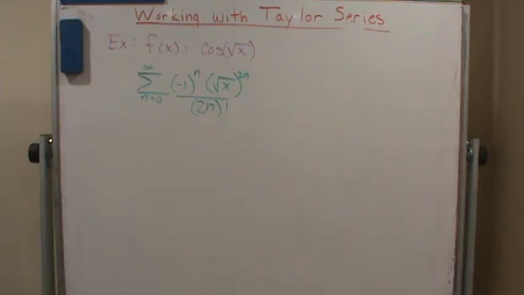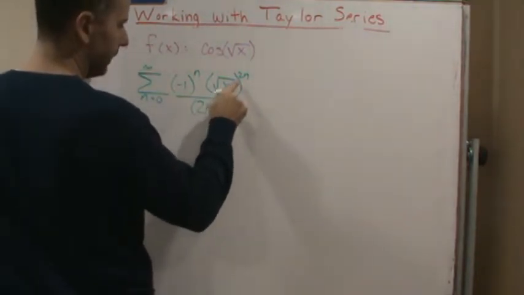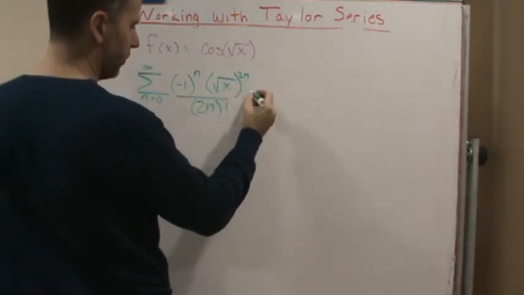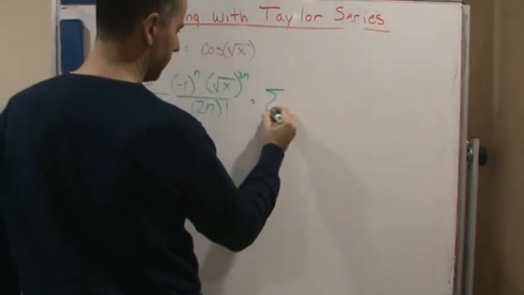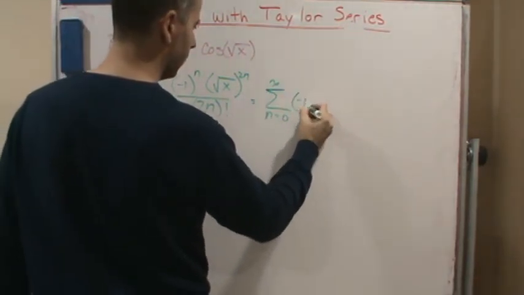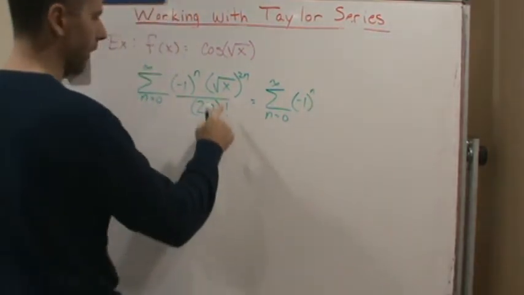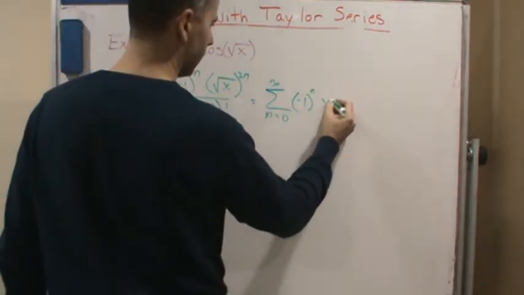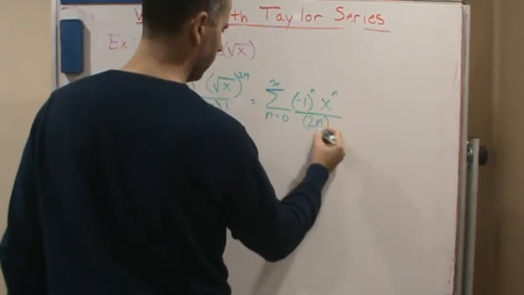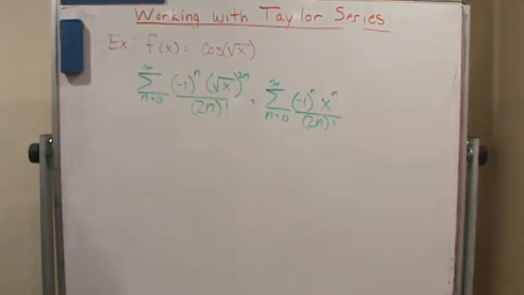So, now what happens to this then? Well, the square root of x and the square cancel each other out, so this will actually become the summation of n equals 0 to infinity of negative 1 to the nth power, and this is going to become x to the n over 2n factorial.